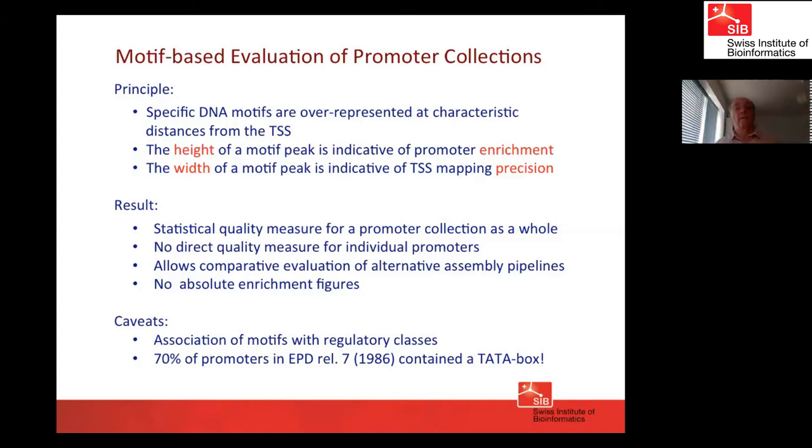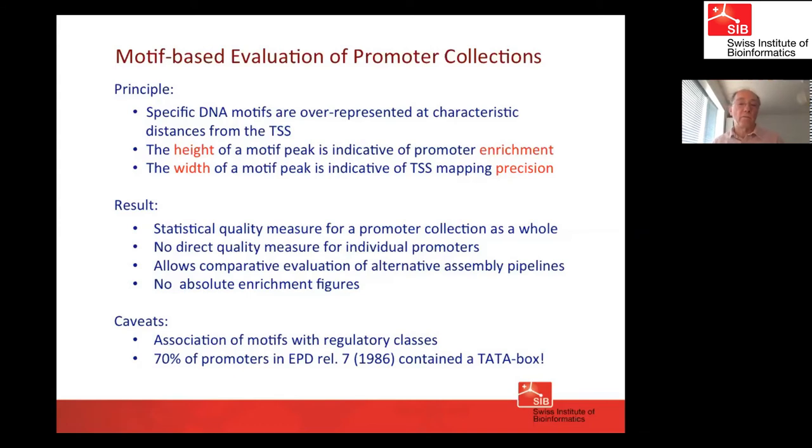So the result of this evaluation procedure is a statistical quality measure for a promoter collection as a whole. It is not a method that would allow you to decide whether an individual promoter is a true or a false one. So in that sense, it's not an evaluation procedure for promoters, it's an evaluation procedure for the computational pipeline that extracts promoters from high-throughput data. Unfortunately, we don't know the absolute enrichment figure because we only get relative values. But of course, the visual checks we do indicate that the enrichment is very high.